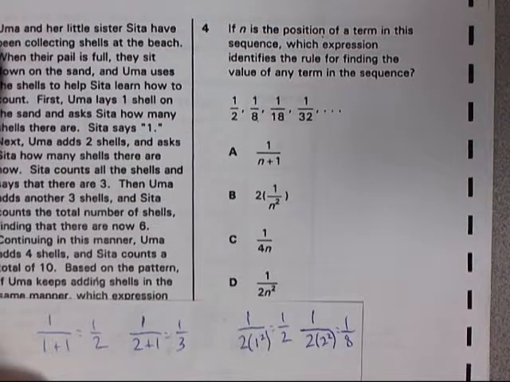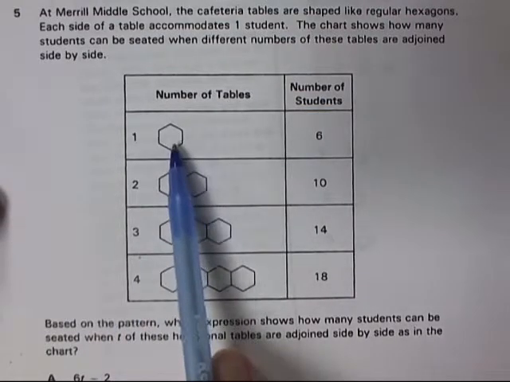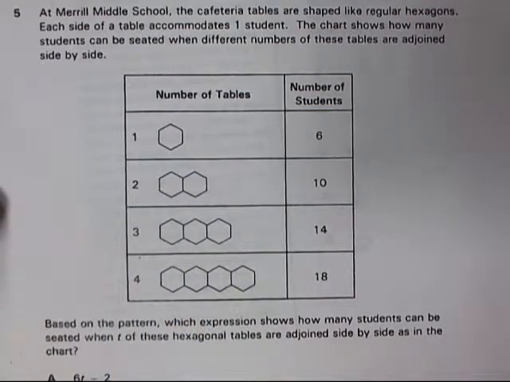Moving on. At Merrill Middle School, the cafeteria tables are shaped like regular hexagons. Each side of a table accommodates one student. The chart shows how many students can be seated when different numbers of these tables are adjoined side by side.